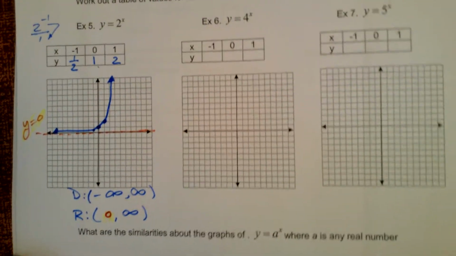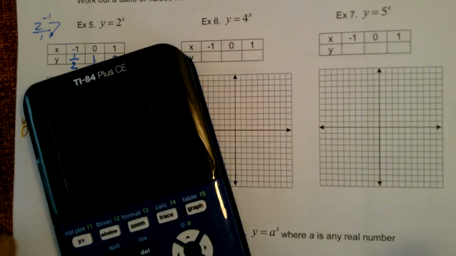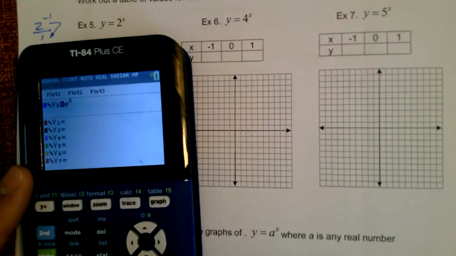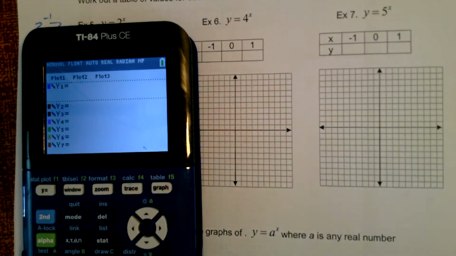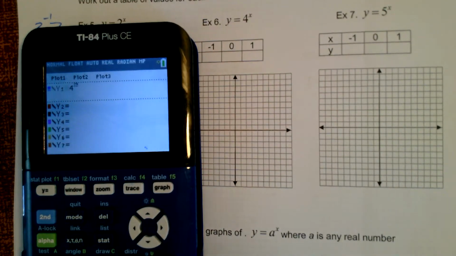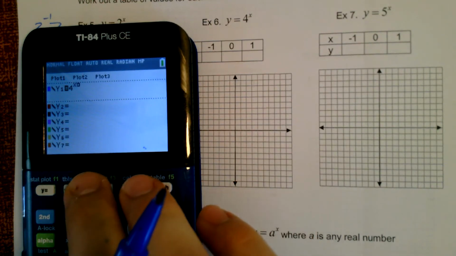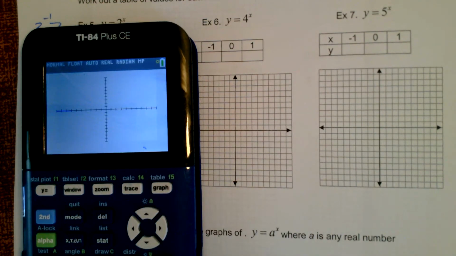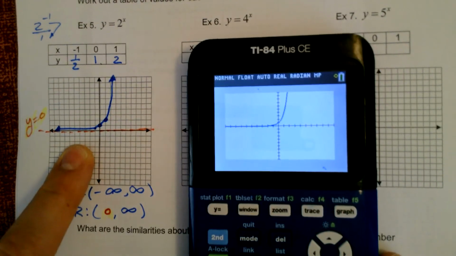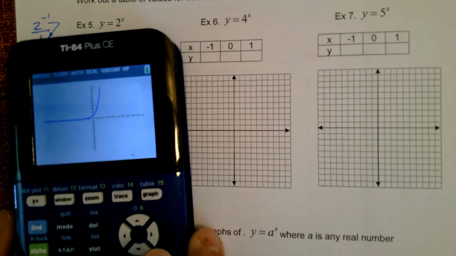If you want to use your calculator, you could. So if you wanted to graph number 6 on the calculator, to get these points, I go to y = and I just do 4 raised to the x power. Then I'm in Zoom 6, Zoom Standard. And you'll see a J curve that looks very similar to this one. But these points are a little bit different.